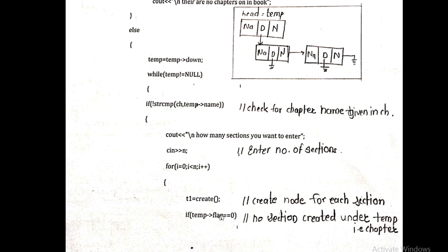Now I will check if its flag is 0, meaning no sections are created, and if no sections are created then we have to assign the T1 node. You can see that this is the head node. Initially my head node is temp. Now I have moved temp equal to temp of down, so this is my temp node now. Initially, if the flag is 0, meaning no sections are available, in that case I will assign the T1 node to temp of down, because no sections are available over there. So we can directly assign it to temp of down.